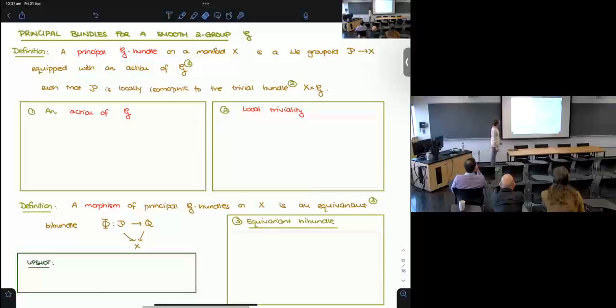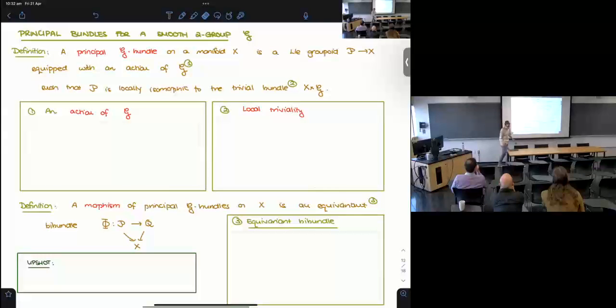And we do. So a principal G-bundle on a manifold X is a Lie groupoid P that lives over X with an action of G, which is locally isomorphic to the trivial bundle. So now I owe you many definitions. What does it mean for curly G to act on curly P? And what is the trivial bundle? What does it mean to be isomorphic to it locally?